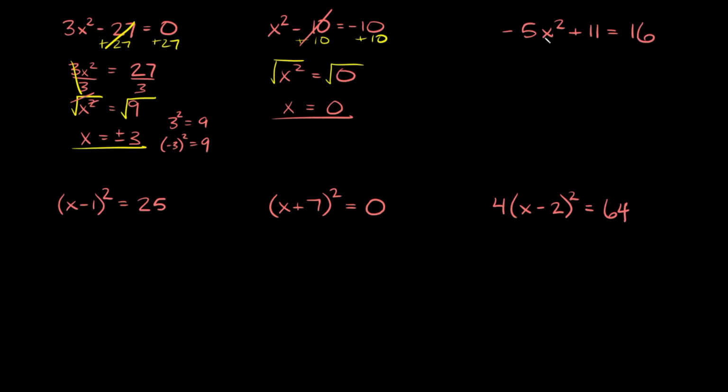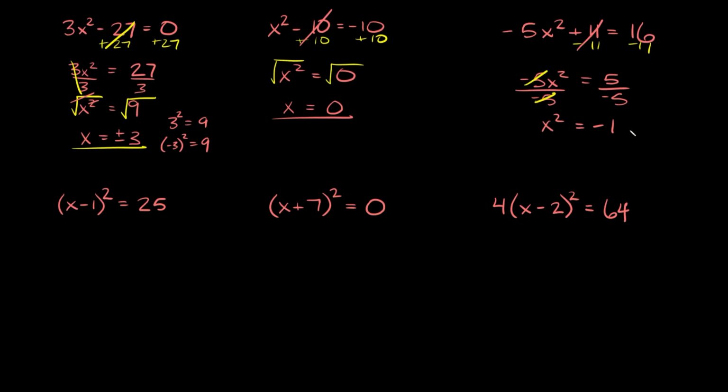Okay, we'll come to this next one here. So negative 5x squared plus 11 is equal to 16. Here we'll subtract 11 from both sides. Those cancel out, so then we're left with negative 5x squared is equal to 16 minus 11, which is 5. Now we'll divide both sides by negative 5, so those cancel out. Then we're left with x squared is equal to negative 1.